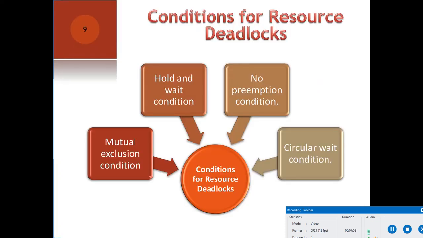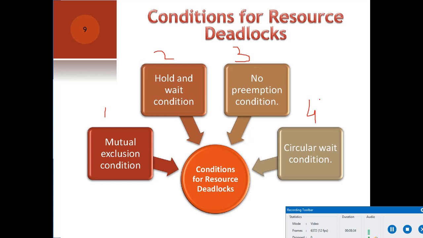Now what are the conditions for deadlock? What are the conditions required for a deadlock to happen? There are 4 conditions, and all these 4 conditions must be true at the same time for a deadlock to occur. If any one of these conditions is false, deadlock will not occur. When all these conditions hold true at the same time, deadlock will occur.